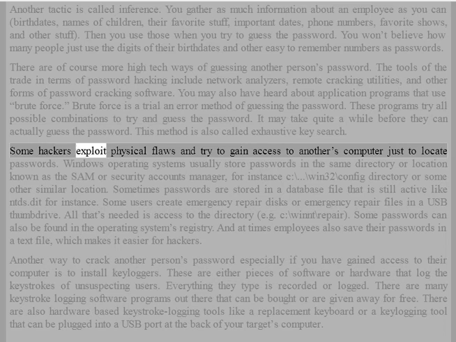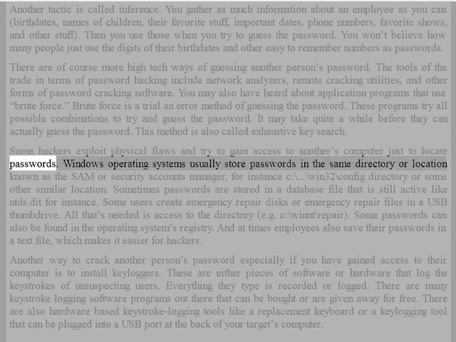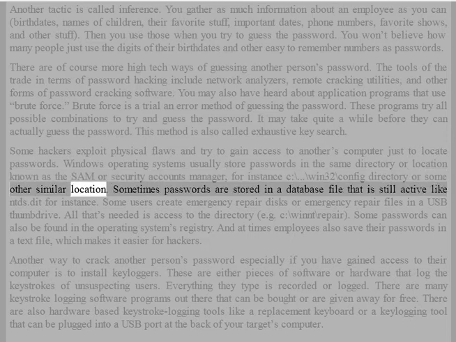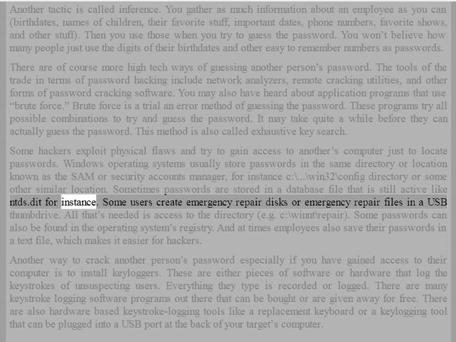Some hackers exploit physical flaws and try to gain access to another's computer just to locate passwords. Windows operating systems usually store passwords in the same directory or location known as the SAM or Security Accounts Manager. For instance, c:/win32/config directory or some other similar location. Sometimes passwords are stored in a database file that is still active, like ntds.dit for instance.